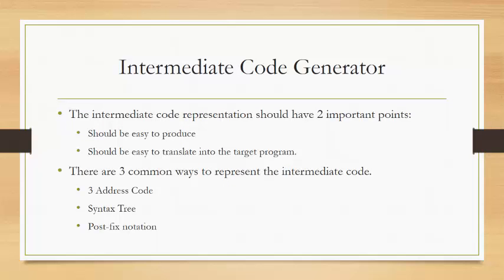The next phase is the intermediate code generator. The intermediate code representation should have two important properties. The first one is that it should be easy to produce, and it should be easy to translate into the target program. There are three common ways to represent the intermediate code: the three address code, the syntax tree, and the postfix notation.